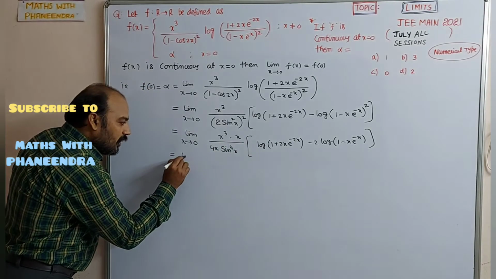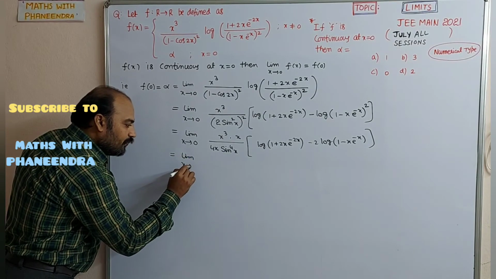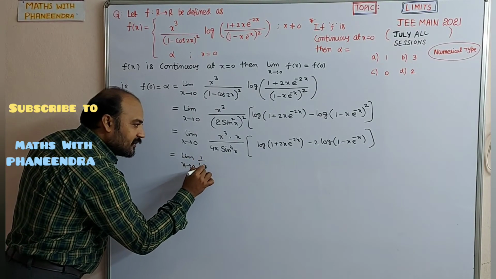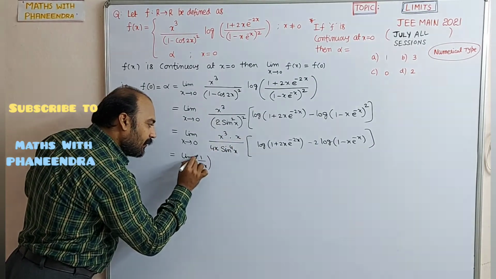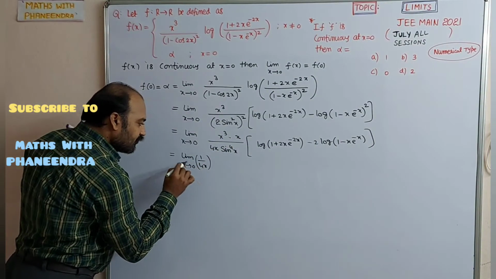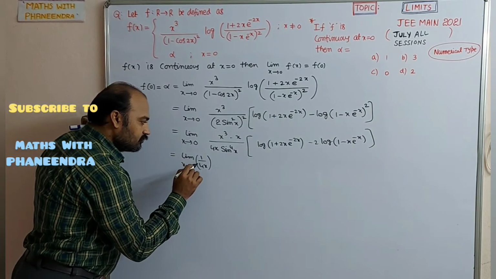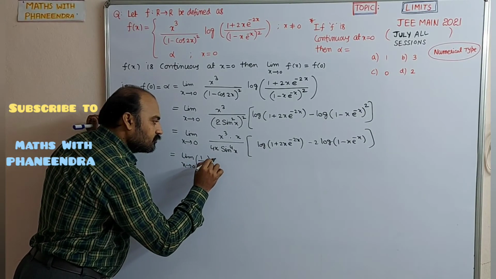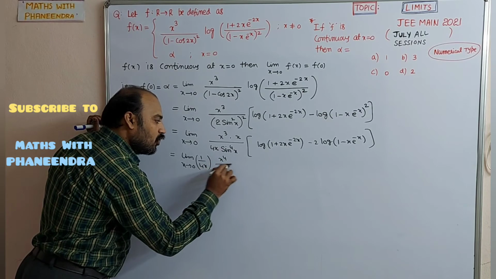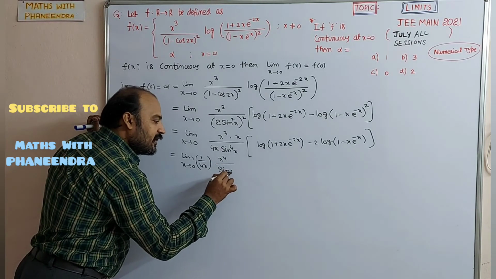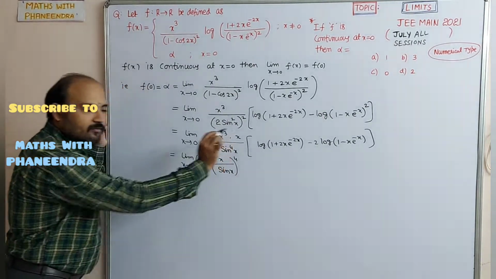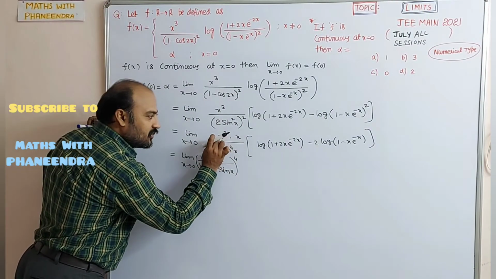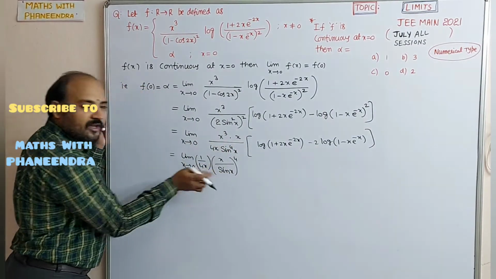So limit x tends to 0, 1 by 4x will be separate, x power 3 into x, that is x power 4, and we can apply the limit for that also. First write it like this: sin x by x whole power 4, but better, x by sin x whole power 4, that term we can write separately, x into x power 3 is x power 4 by sin power 4x.